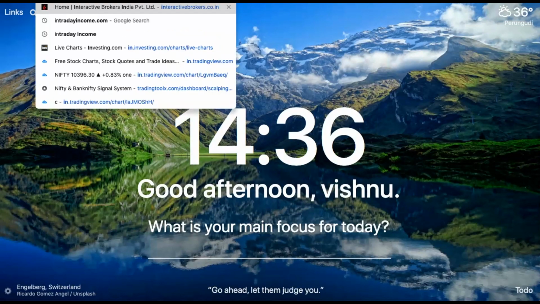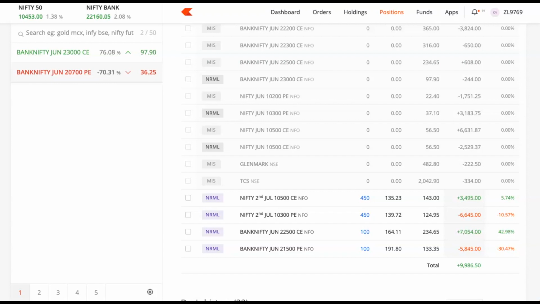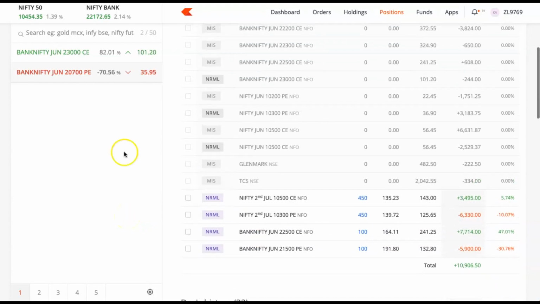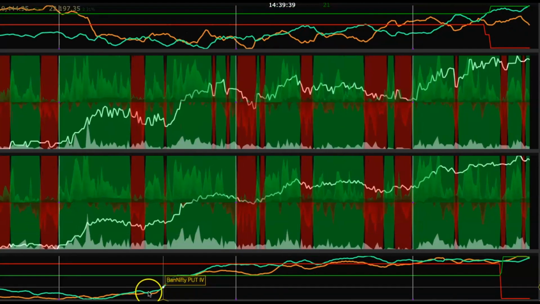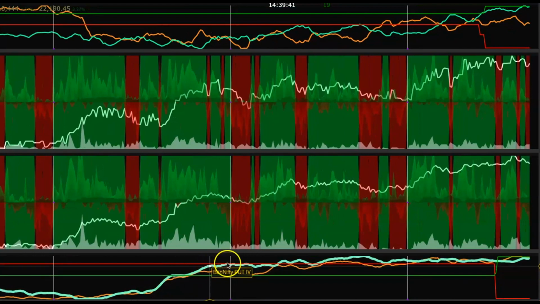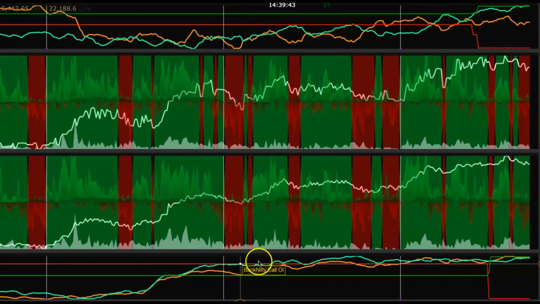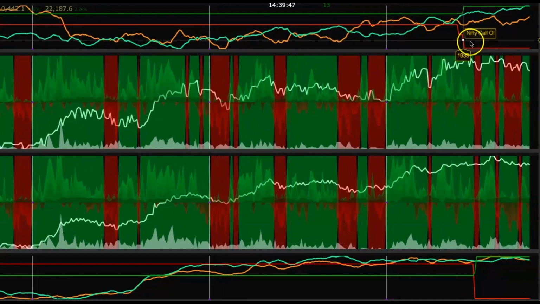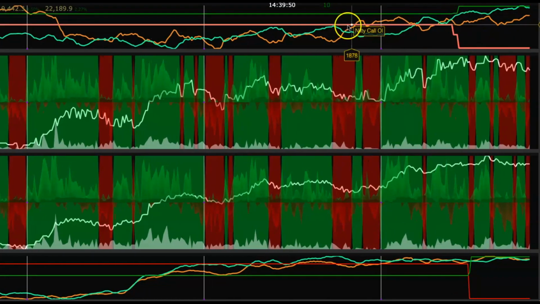Let me show you my live trade now. Here you can see I have only option buying. I closed my option selling because the IV was moving up very violently. So I closed all my selling positions. You can see how the Bank Nifty call and put IV is increasing. So whenever the IV is increasing like this, it is very good for buying. You can see the Nifty call OI is falling.